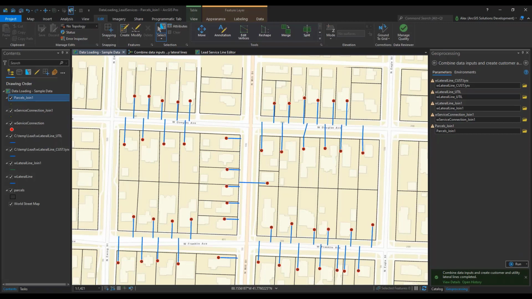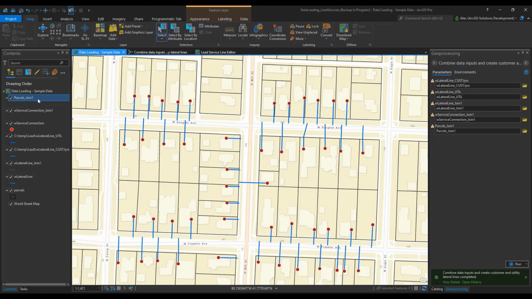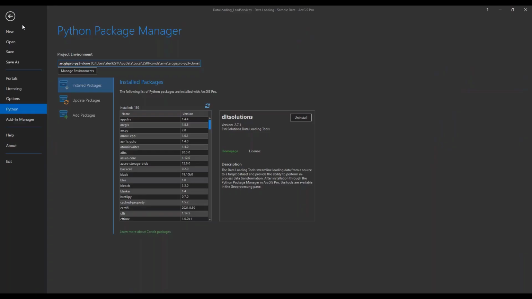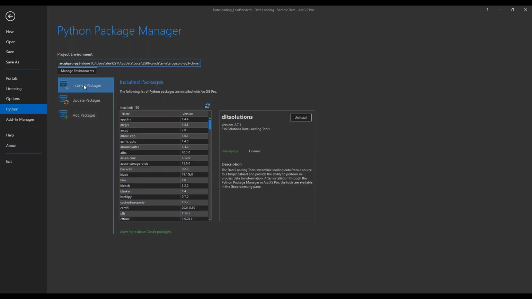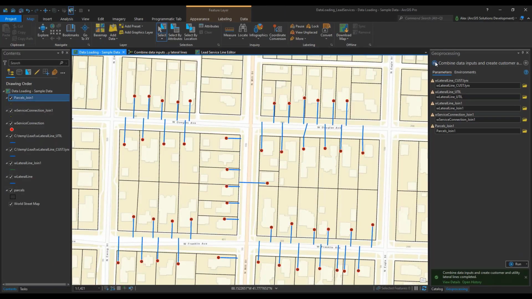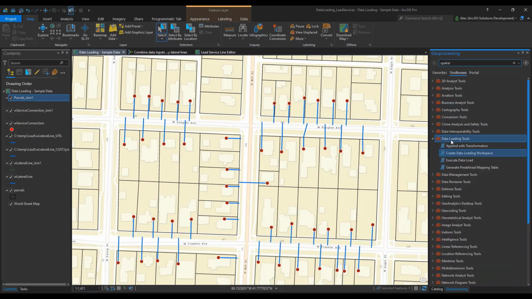So from there, now that we have all the information that we need in a single point, we can run the data loading tools. So data loading tools are found in Python Package Manager. If you have them installed already, they would be in your installed packages, and they're listed as DLT solutions. If you do not have them installed, you would go to your add packages and search for it. Now I've already installed them, so they're not gonna be listed in my add packages, but you would just search for it and it would be listed as DLT solutions. You would click install, restart Pro, and they would be listed in your toolboxes right here.